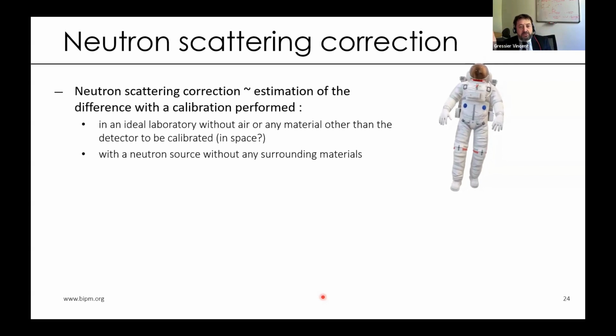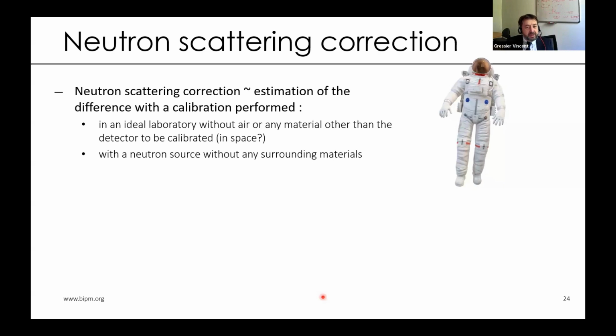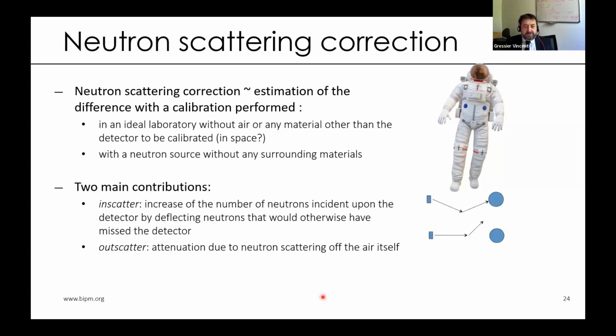With a neutron source without any surrounding materials, you would also have to put something stable. So you have two main contributions to scattering corrections. The first is the in-scatter. The in-scatter is anything that should not have reached your detector but, due to scattering, is coming back.